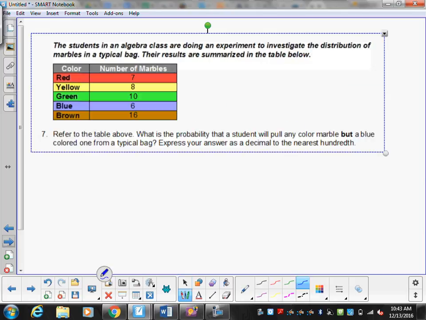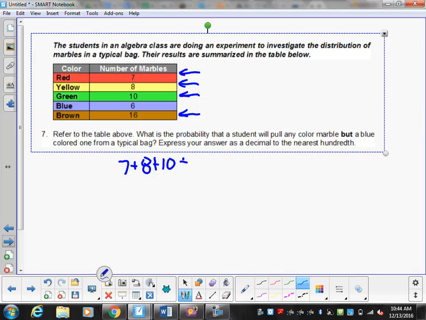Now we're getting into the probability problems, a couple of those. So I give you the color of marbles and the number of those marbles in a bag. It says, refer to the table above, what is the probability that a student will pull any color marble but a blue colored one from a typical bag? So my successful outcomes are any of these that are not blue. So I'm going to add all of those up. So 7 plus 8 plus 10 plus 16.